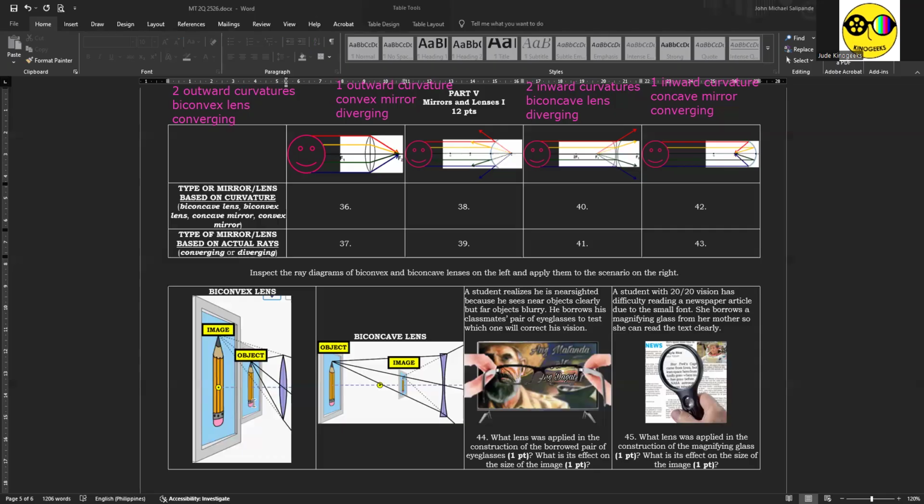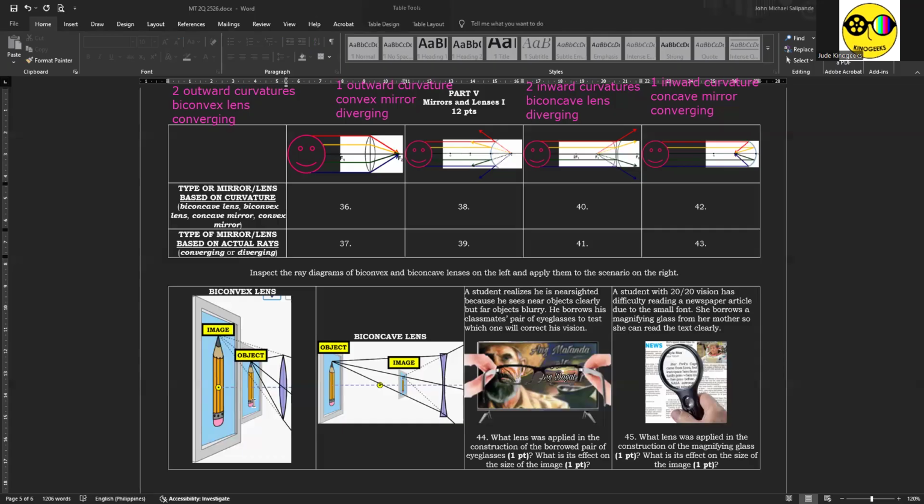A student with 20/20 vision has difficulty reading a newspaper article due to the small font of the text. She borrows a magnifying glass from her mother so she can read the text clearly. What lens was applied in the construction of the magnifying glass, and what is its effect on the size of the image? So we have to choose between biconvex lens and biconcave lens.